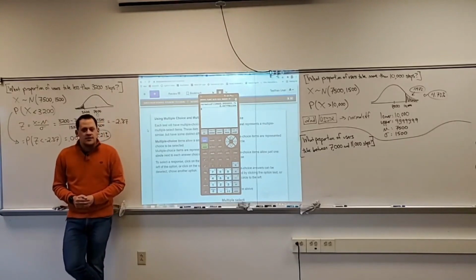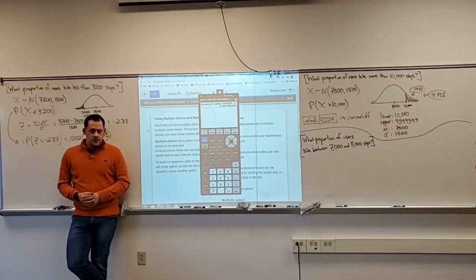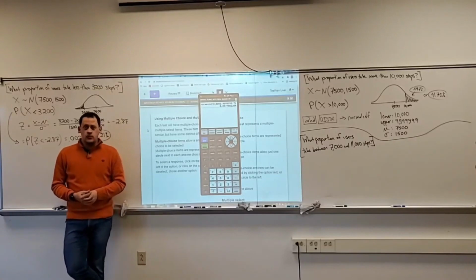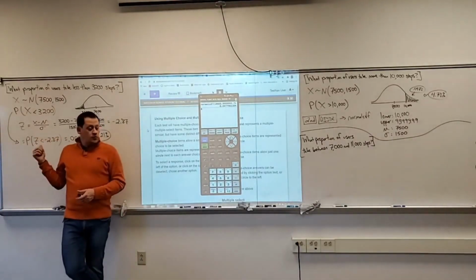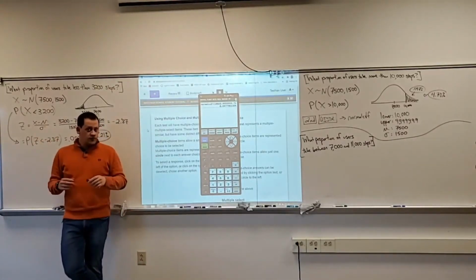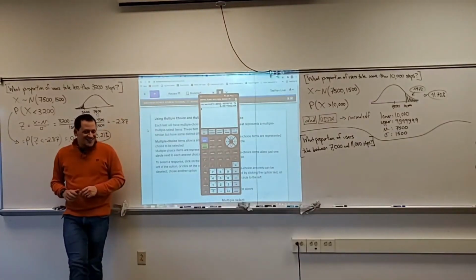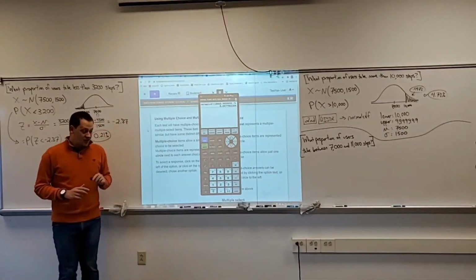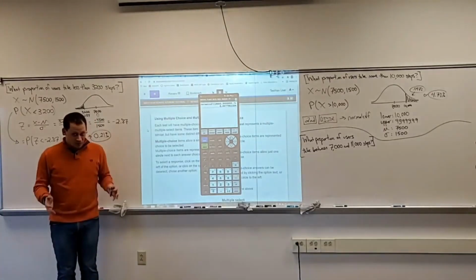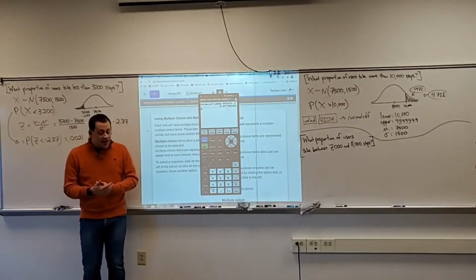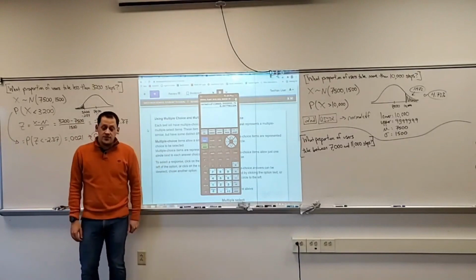Between 7,000 and 11,000. I'm going to let you try this one, and you can either use the table or the calculator, whichever you find easier. I will say it will probably take you less time to do this using the calculator for several reasons. But if you are a die-hard table person and you want to do that using the table, you go right ahead.